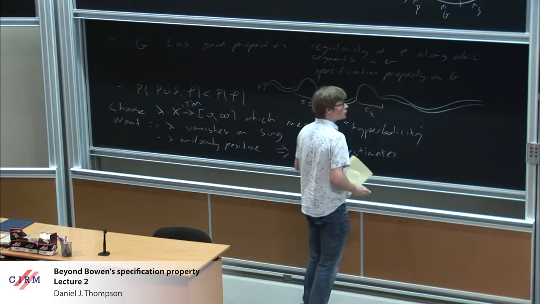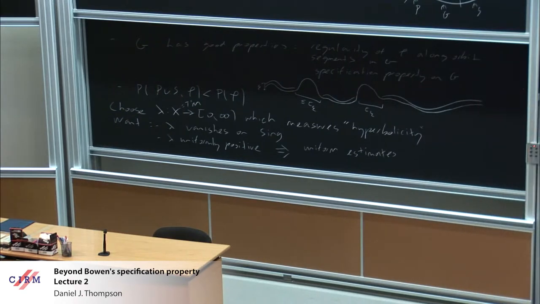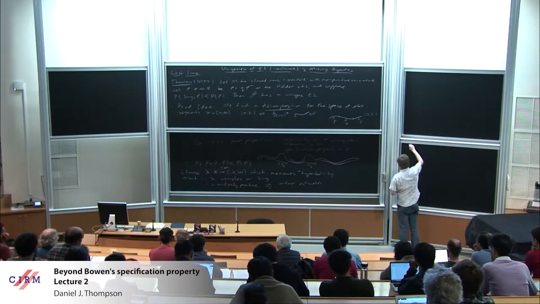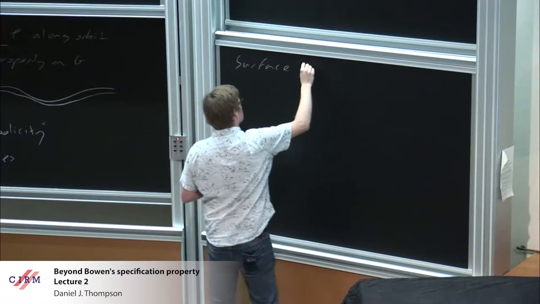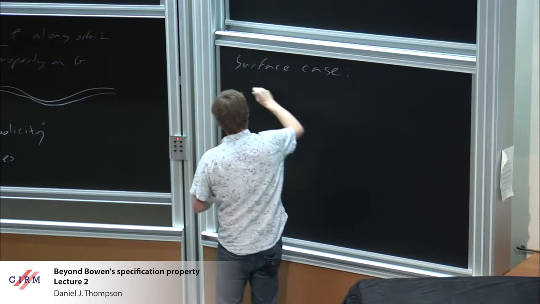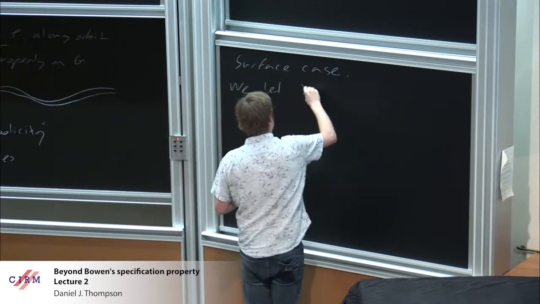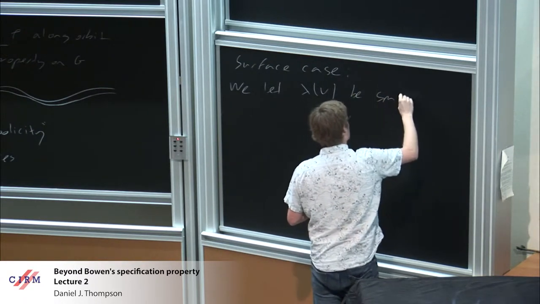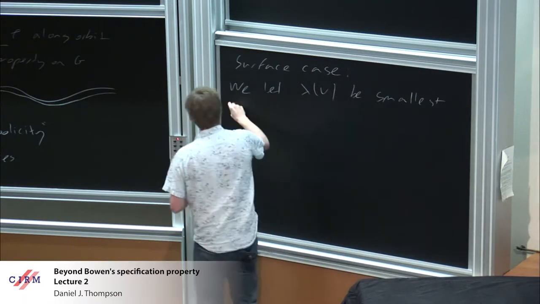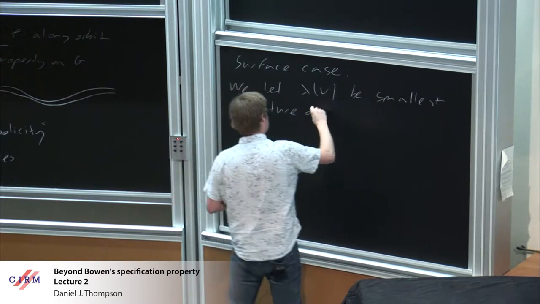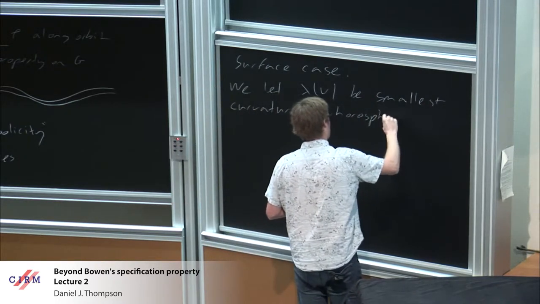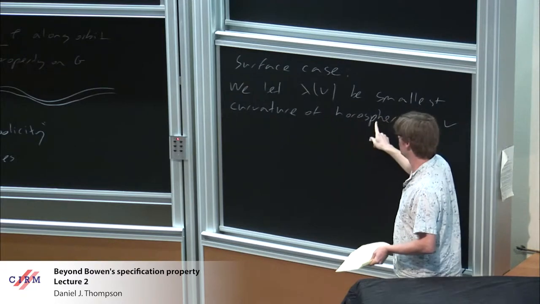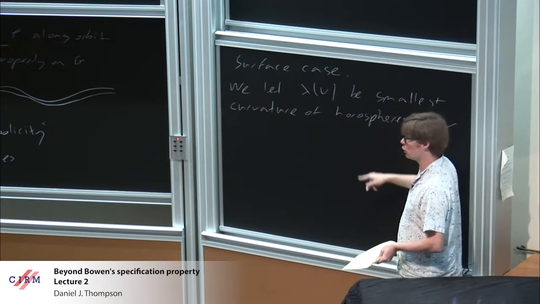So, what kind of function can do this for us in our setting? I'll just discuss the surface case. Well, we're going to let lambda over elements v of the unit tangent bundle be the smallest curvature of the horospheres at v. So there's a stable horosphere and an unstable horosphere. We measure them so the curvature is non-negative.